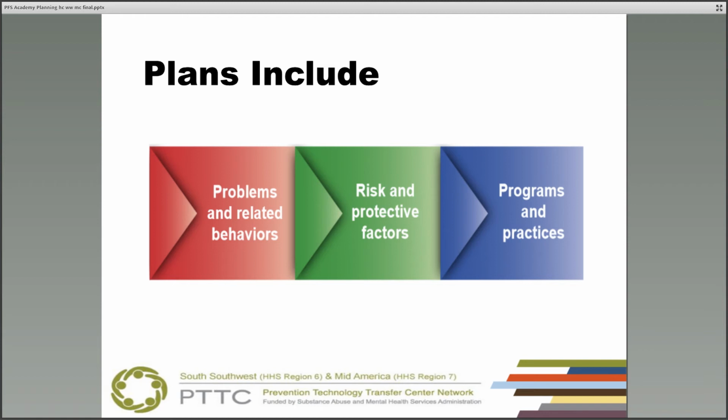So here's a graphic, I know some of you are probably more visual learners and some are more auditory and kinesthetic, and so we do want to pay attention to as many of those different learning styles as possible. So this is a graphic that really just puts those ideas, again, that you have identified in your assessment phase, your problems and your related factors. You looked at what are the risk and protective factors that are contributing to those problems, and now we're going to plan programs and practices that will hopefully be effective in reducing the risk and protective factors, which will also eventually reduce the problems and related behaviors.